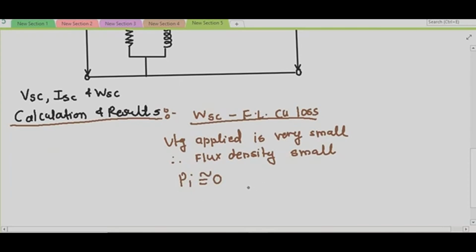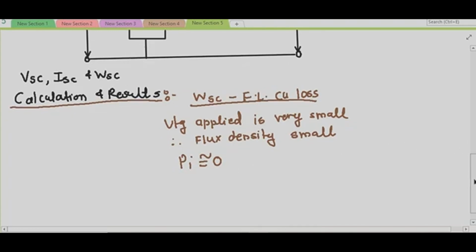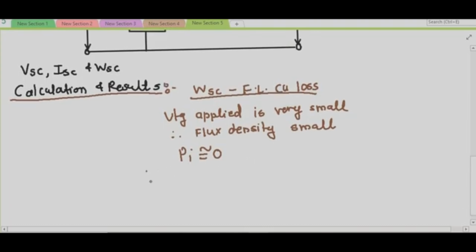in comparison to the copper loss. And if, due to some difficulty, the short circuit test is conducted with currents other than the full load currents in the primary and secondary windings, the full load copper loss can be calculated by remembering that copper loss is proportional to the square of the current. So here, as we have neglected the iron loss, my WSC will give me the full load copper loss.